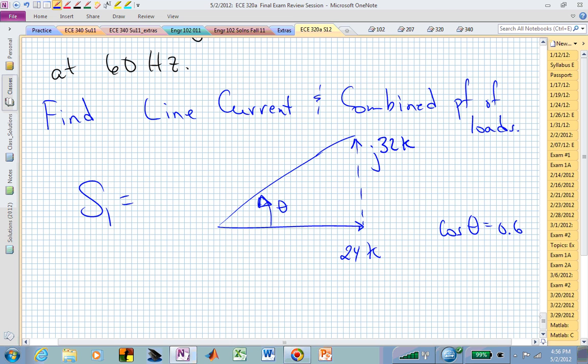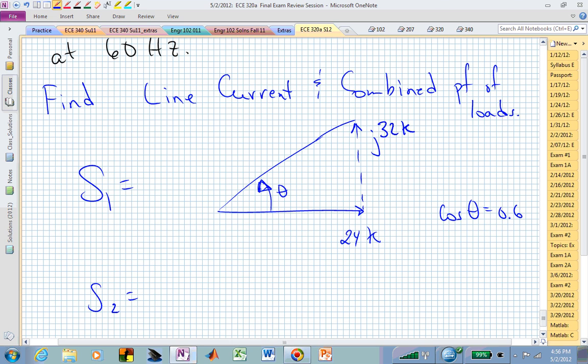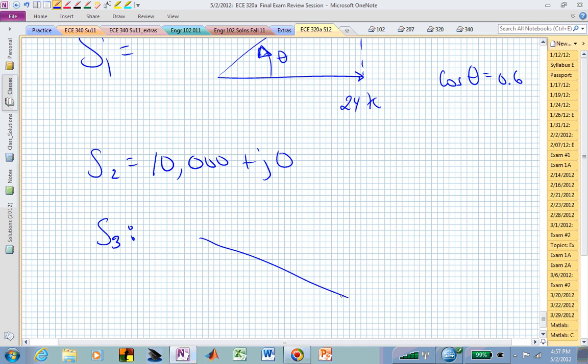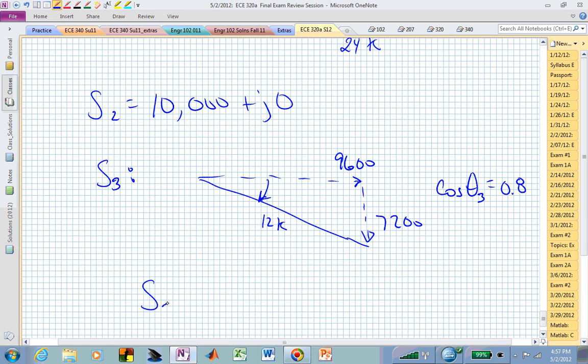So that's S1. Then S2, that was simply the real piece. And S3, that was a slightly different triangle. Now we had this guy, and it was 12K in length. And we know this angle is such that the cosine of theta sub 3 was 0.8. Is that our 37 degree or 36, whatever, about 37 degrees? Minus 36.9 degrees actually, if I look at this. So now I can find that angle and I can break this 12 up into two pieces. This piece is now 9,600 and this piece is 7,200. So that S3 is now 9,600 minus J 7,200.